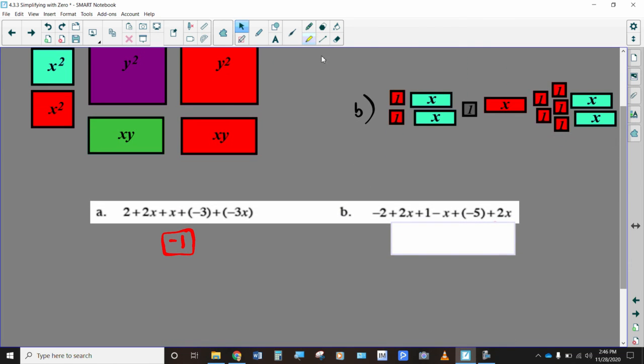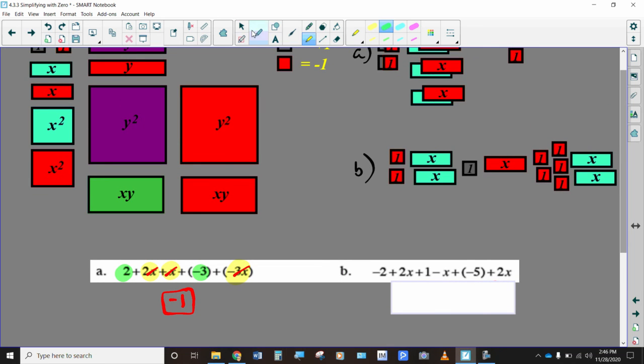Now let me show you how I would do it if I was highlighting. I would take all my x's together. Notice how you've got 3 x's there to match up with those 3 -x's. Well, these cancel out with that one. And then you have your 2 and your -3. And so now answer that question: what is 2 minus 3, or 2 plus a -3? It's equal to -1.